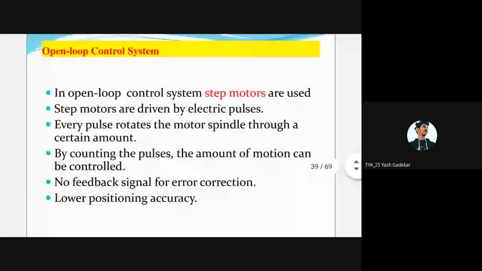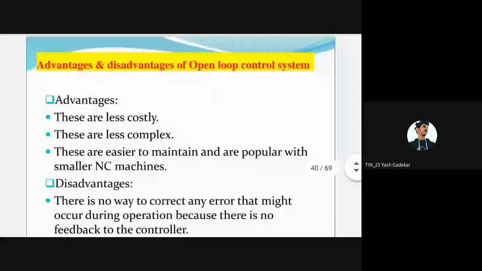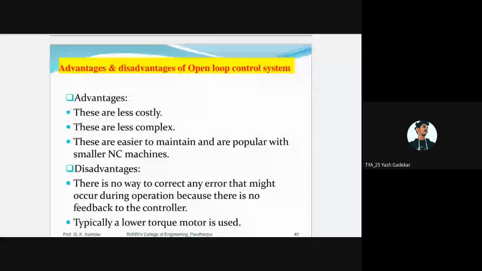Some advantages are also there. The advantages of open loop systems: they are less costly, less complex, easier to maintain, and popular with smaller instruments. If only a singular operation is needed, such as only a drilling operation, for example in a nut and bolt industry where we have to manufacture the nut, this machine is better for small scale industries also.